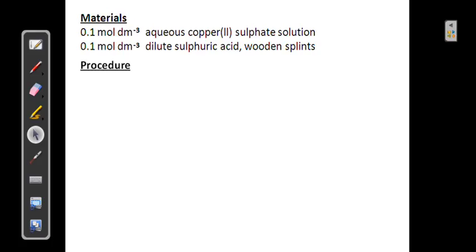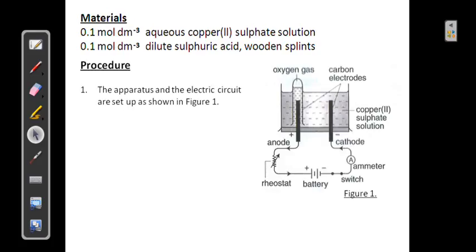And then the procedure, as usual: the apparatus and the electric circuit are set up as shown in figure 1. As you can see, the container with the electrodes, the cathode, the anode, the ammeter, the battery, the switch, and the solution itself, and then the test tube covering, trapping some gas if there is any.